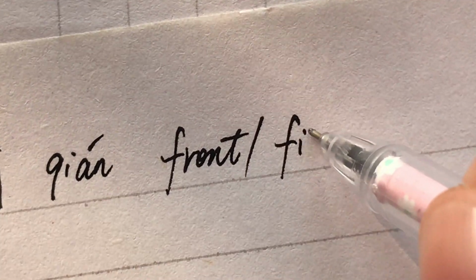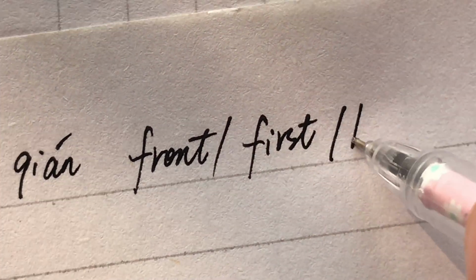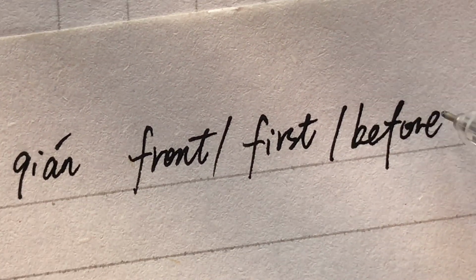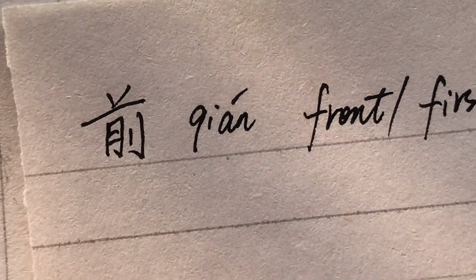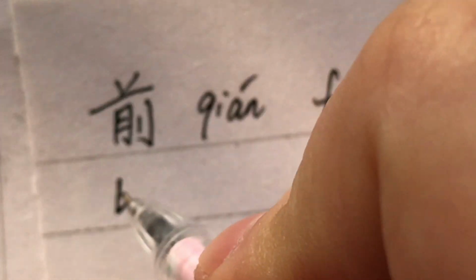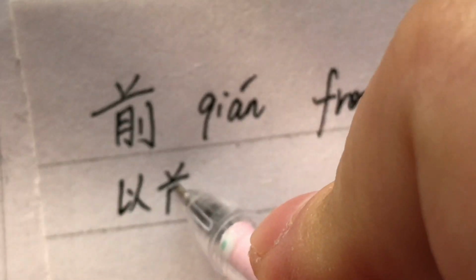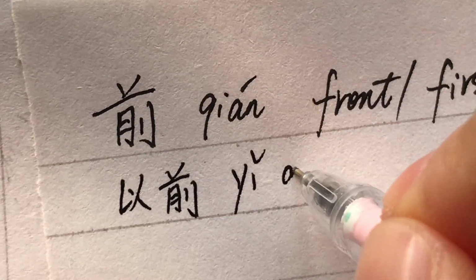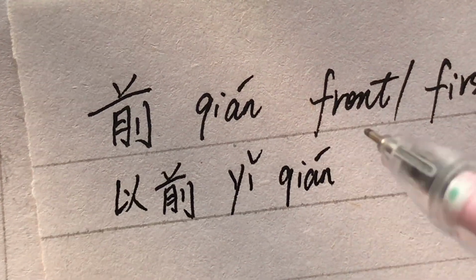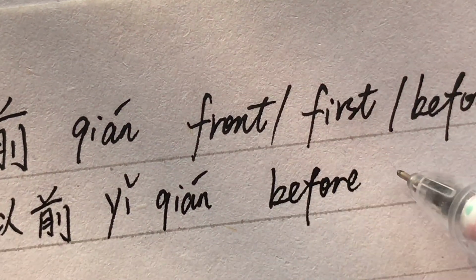First, before. For example, 以前。以前 before. Ago.